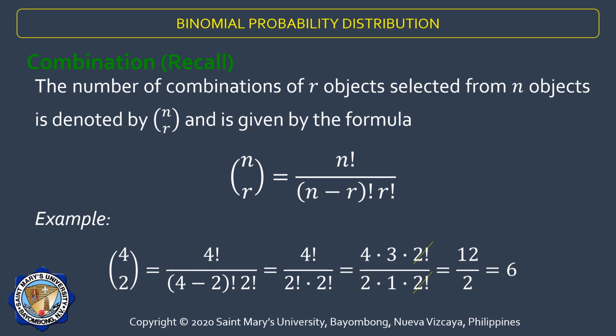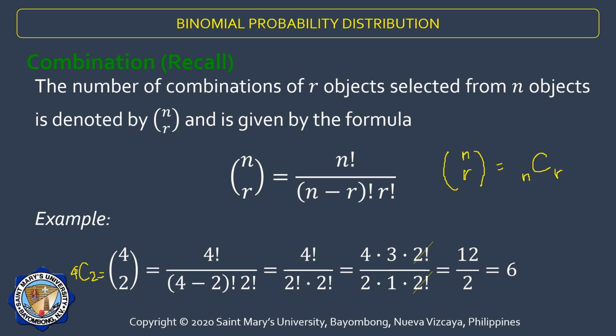Remember that combination of n taken r is the same as combination of n taken r at a time. This nCr is the key in your calculator. So say for example, what's the combination of 4 taken 2? That is the same as 4C2. It is equal to 4 factorial divided by quantity 4 minus 2 factorial times 2 factorial, which is equal to 4 factorial over 4 minus 2 is 2, so 2 factorial times 2 factorial.